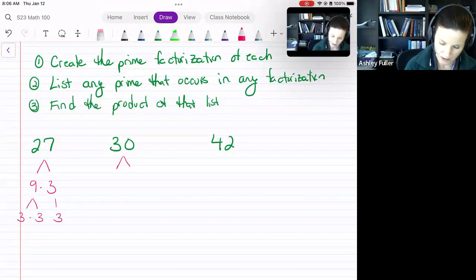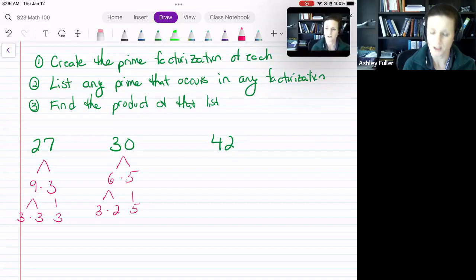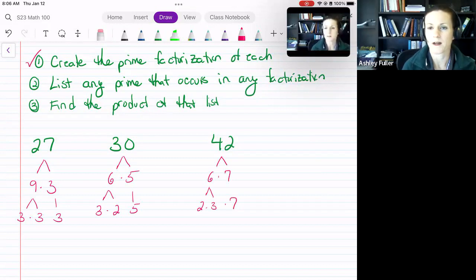30 can be factored into 6 times 5, which results in 3 times 2 times 5 for the prime factorization. And finally, 42 can be factored into 6 times 7, which results in 2 times 3 times 7. We've completed step 1 of creating the prime factorization of each number.